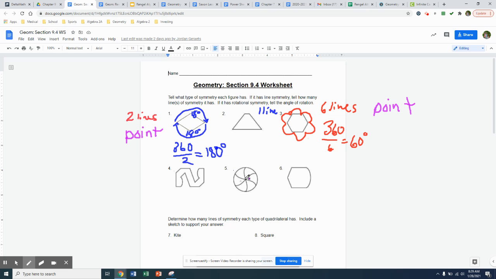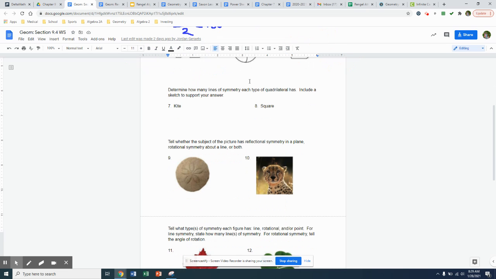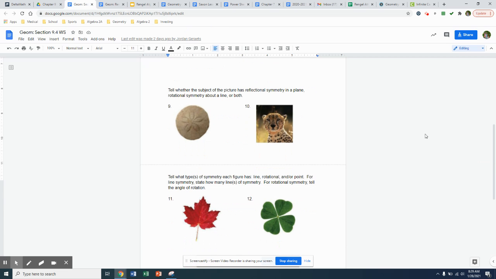So those are just some of the main ideas, taking a look at section 9.4. You have a couple more there to practice. Start looking at some figures we talked about in chapter 6. What type of symmetry do those have? So on and so forth.